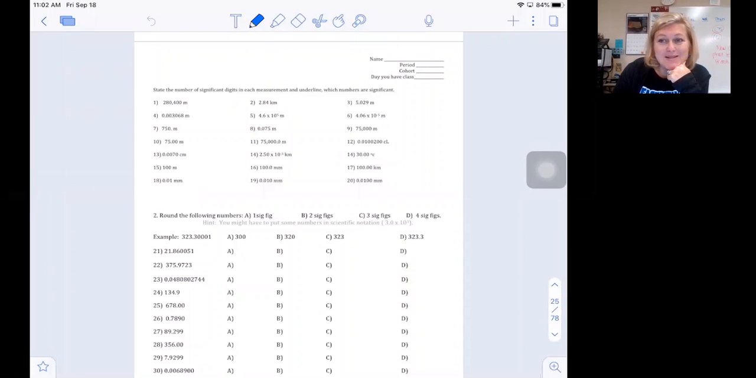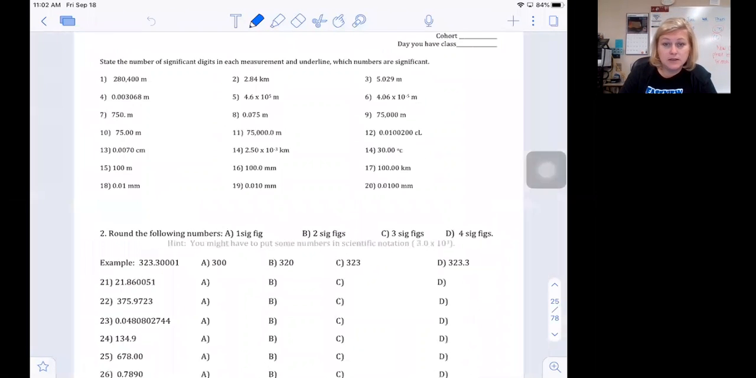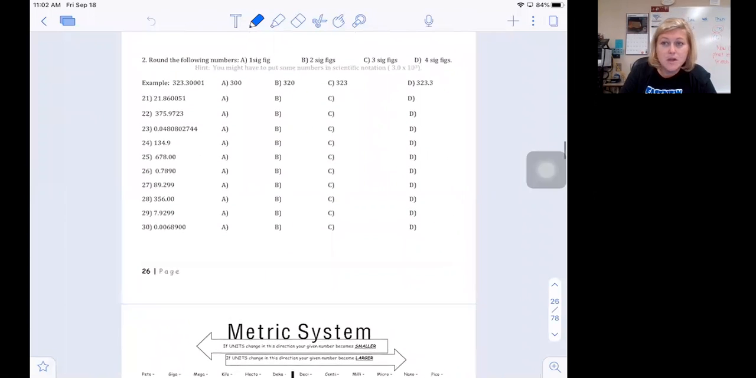Okay, hi everyone. This is your instructional video for how to do page 26 in your packet. Your page 26 looks like this. You can see it's page 26 down there.